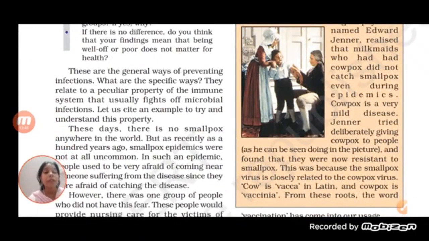What are the specific ways? They relate to the peculiar property of the immune system that actually fights off microbial infection. Let us cite an example to try to understand this property. These days, there is no smallpox anywhere in our world. But as recently as 100 years ago, smallpox epidemics were not at all uncommon.